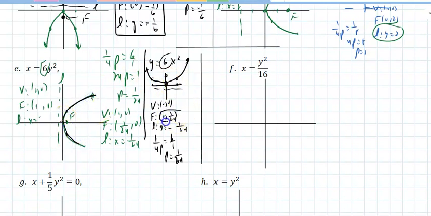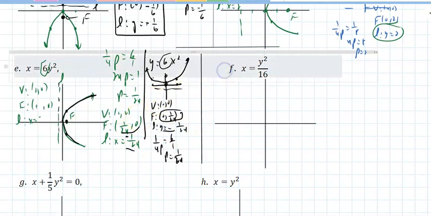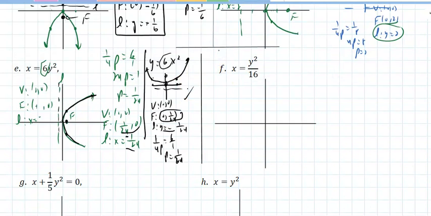Switch x with y. Focus is at 1 over 24, 0, and the line, switch x with y, that becomes x equals negative. See, I messed that up. So it's up to you, how do you do this? I really don't need the shift, I don't need to do this, but when we get to the shifted graphs, I suggest you do that because it's a bit annoying in the beginning.